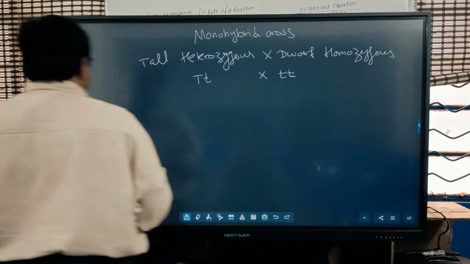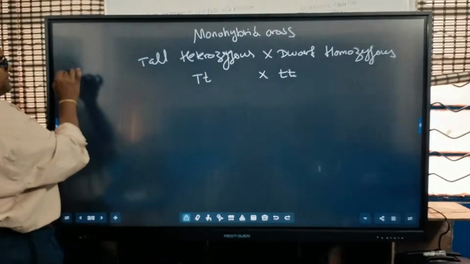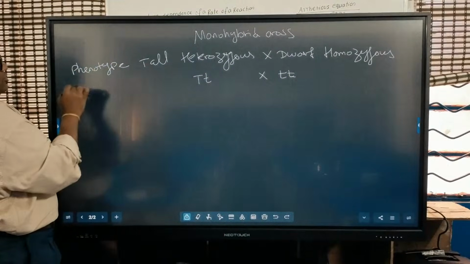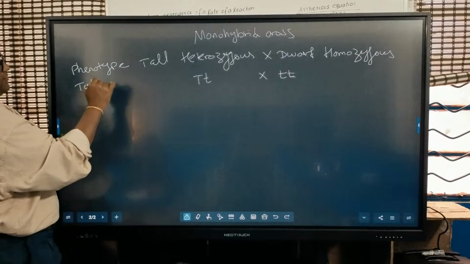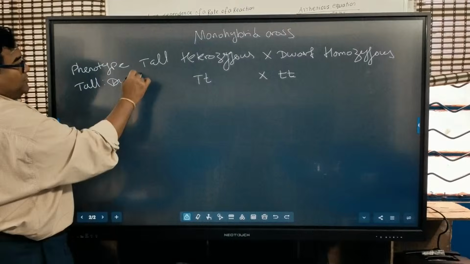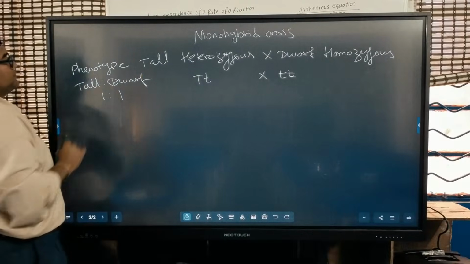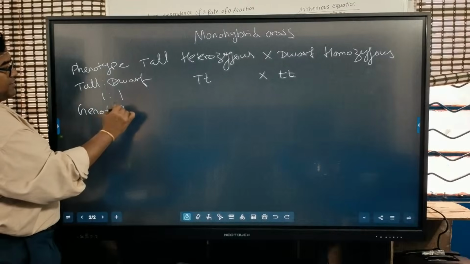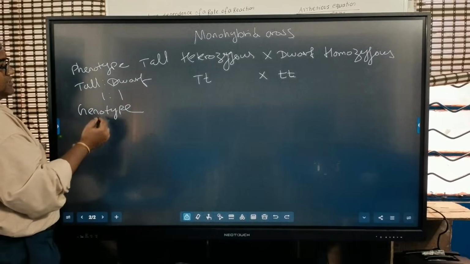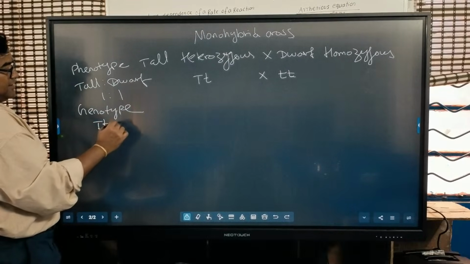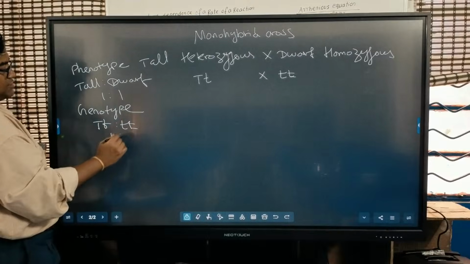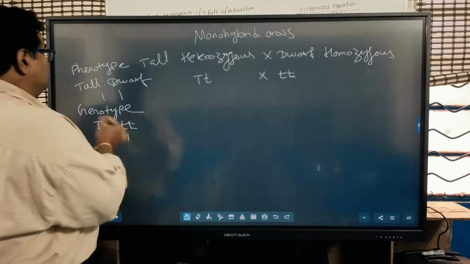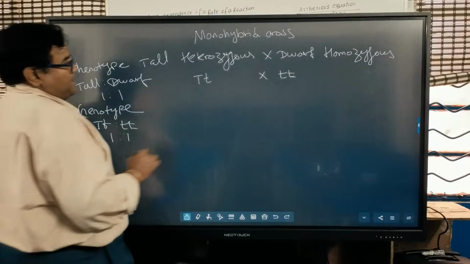So in this case, if you're talking about the phenotype, you know very well, one is tall, another is dwarf. The ratio will be 1:1. If you're talking about the genotype, capital T, small t, and then small t, that is 1:1. So this is the parental phenotype.